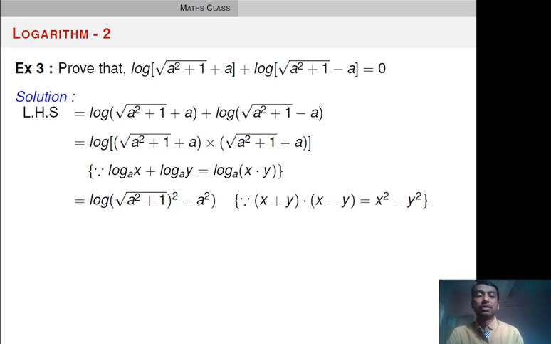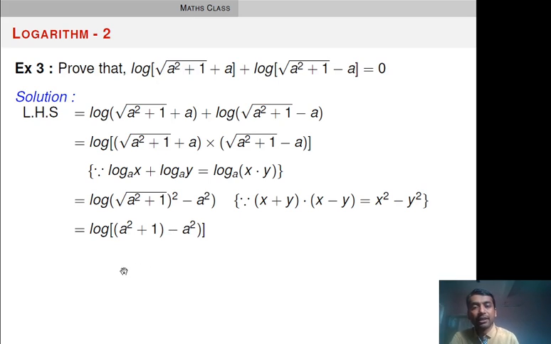Now you have seen this rule during your school that x plus y into x minus y is equal to x square minus y square. So using this we can write down log of first term square minus second term square. Now first term is root of a square plus 1 square and minus second term is its square. Now if we look at the first one, then it is having square root and square both. So both of them will be eliminating effects of each other. It means we are left with a square plus 1 and minus a square.